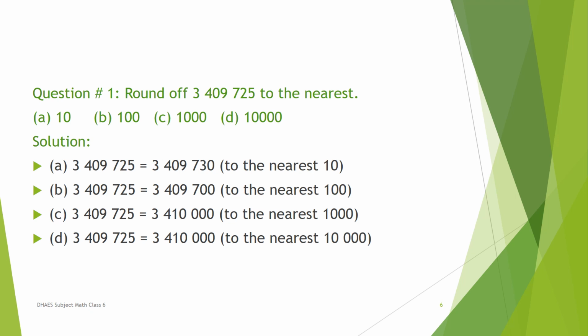Similarly, you want to round off to 1000. To round off to 1000, consider the last four values of the given term, that is 9725. That is clearly nearest to 10,000, so we write 10,000 there. In part D, you want to round off to 10,000, we consider the last five values of the given term, that is 09725. It is obvious that it is nearest to 10,000, so we write 34 10,000 there.